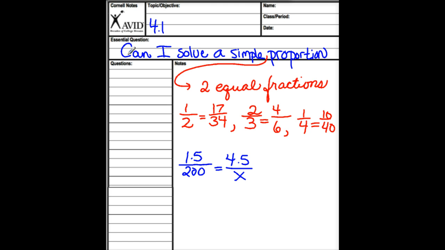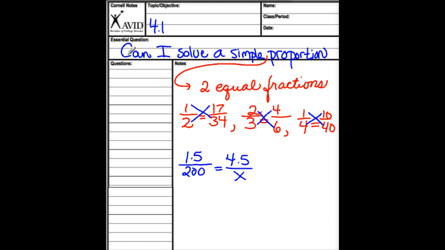The thing that allows us to solve for this missing piece is that if things are truly in proportion, when you multiply along the diagonals, it's always equal. 1 times 34 is 34, and 2 times 17 is 34. 2 times 6 is 12, 4 times 3 is 12. 1 times 40 is 40, and 10 times 4 is 40. If that is not the case, then they're not proportional.